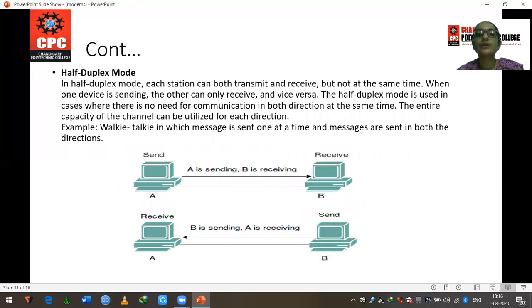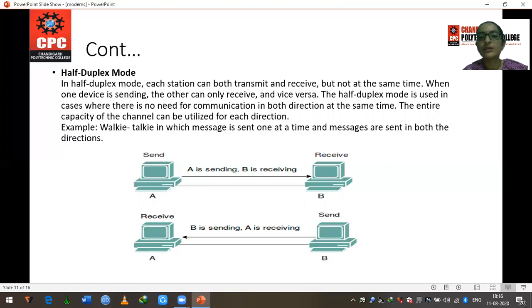On the other hand, in half duplex mode, each station can both transmit and receive, but not at the same time. When one device is sending, the other can only receive, and vice versa. The half duplex mode is used in cases where there is no need for communication in both directions at the same time. The entire capacity of the channel can be utilized for each direction.